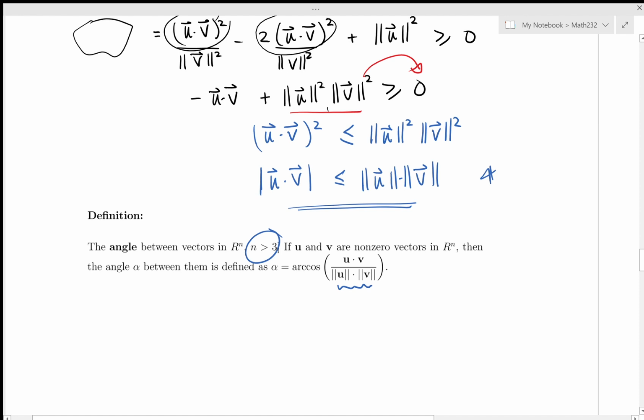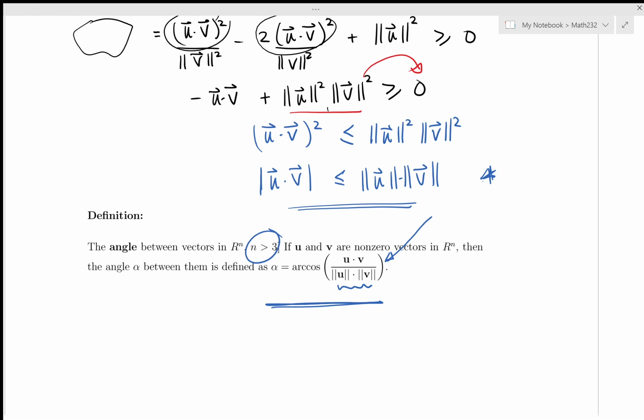I mean, you can see that this Cauchy-Schwarz inequality right here immediately implies that the argument here to the arccosine is less than 1. So this is the important reason for us to have this right here: no matter what dimension of vector we have, we define the angle between them using this expression here.